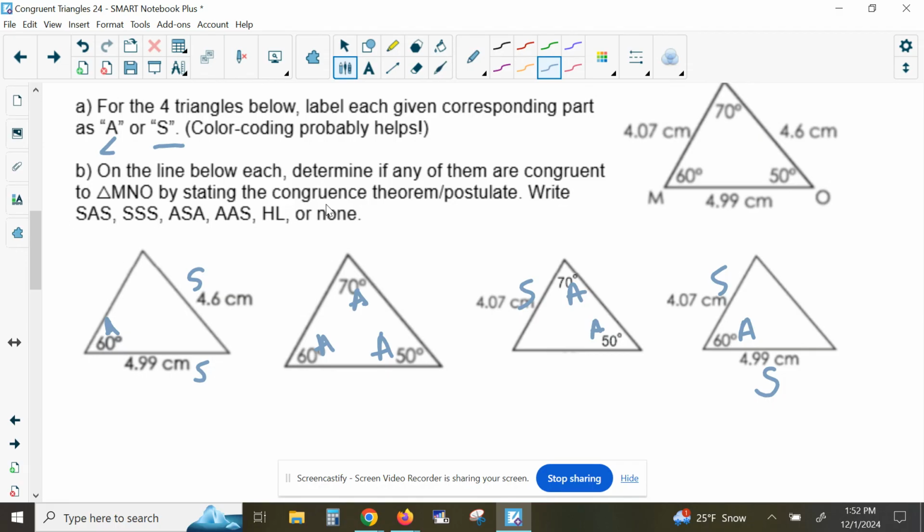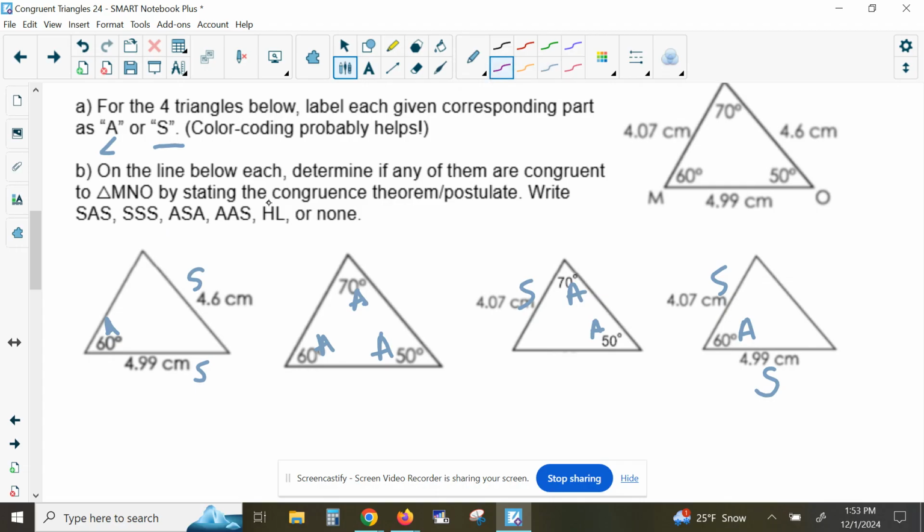It says on the line below each, determine if any of them are congruent to this triangle up here by stating the congruence theorem or postulate. So in other words, you have to write SAS, SSS, ASA, AAS, HL, or none of the above.